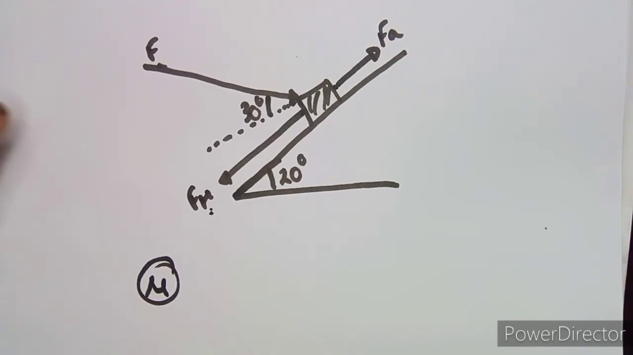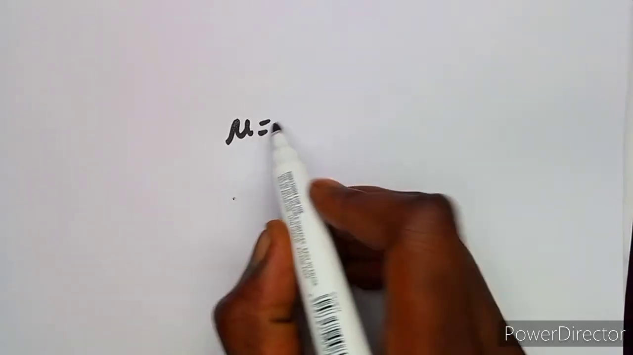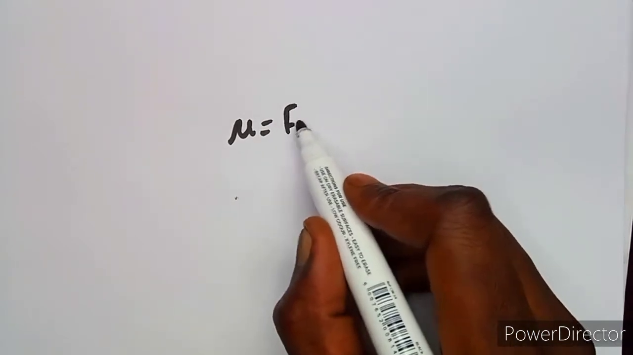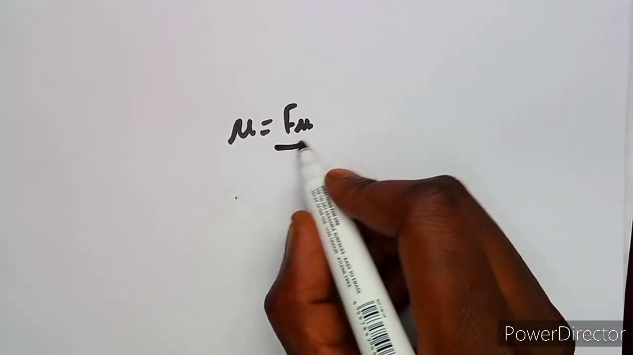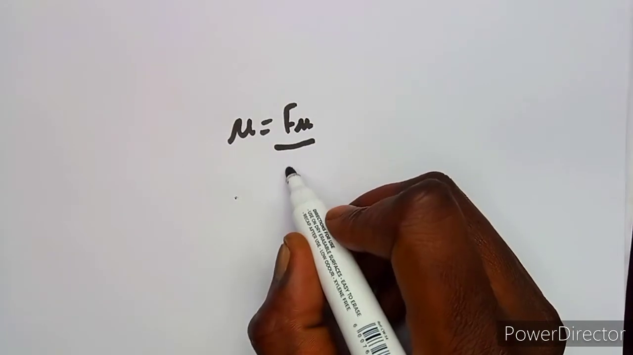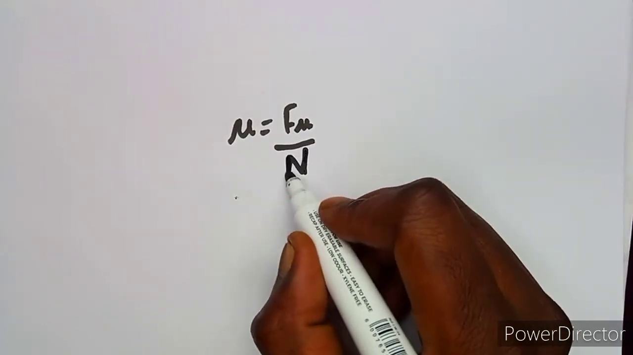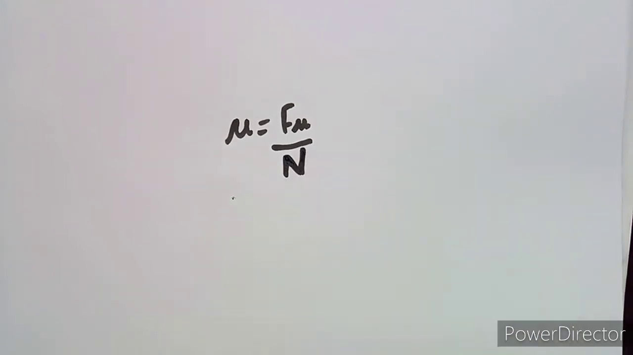because we know that the coefficient of friction, just like what we did from the previous formula, was actually the frictional force over the normal force. The normal force in that case we used as the weight because it was equivalent to the weight. But in this case, we're going to use the normal force that we know. So it's frictional force over the normal force.